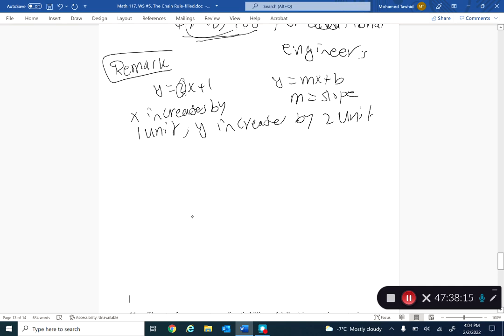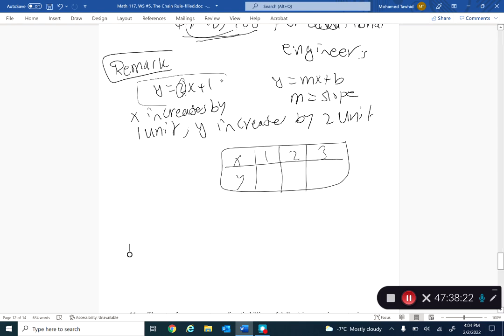It's even easy to see if I make a table here. If you have x and y, take x as 1, 2, 3. Replace x by 1: 2 plus 1, you get 3. When I replace x by 2, 2 multiplied by 2, you get 4 plus 1, you get 5. If I replace x by 3, 2 multiplied by 3 is 6 plus 1, 7. As you can see, x increased by 1, and y increased by 2, from 3 to 5. So how did I figure out 2? That is from the slope.